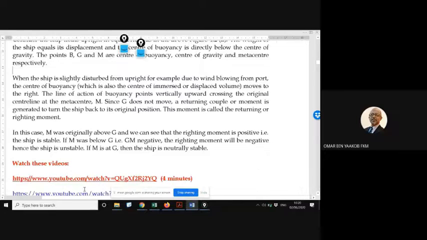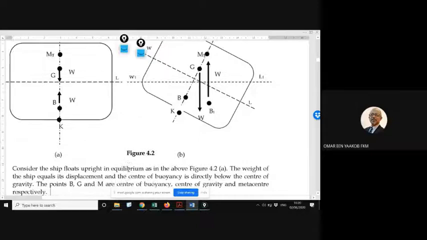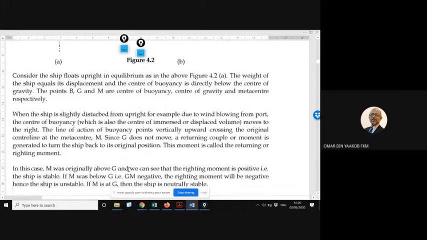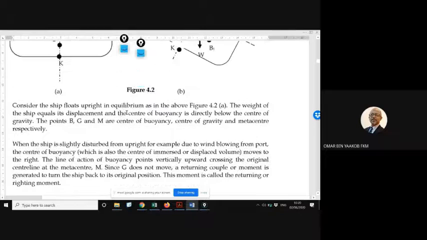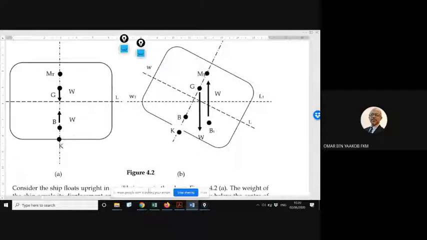Okay. So you can read the explanation here. The explanation that I explained just now is given in these two paragraphs. So see, we see that since M is above G, the moment, somebody wants to come in.